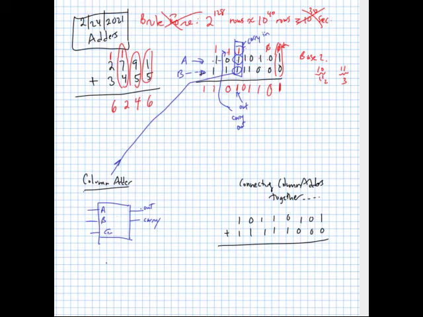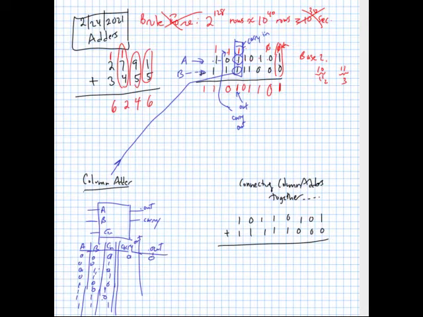We can build this column adder by making a truth table. So 0 plus 0 plus 0 would give us 0, 0. 0 plus 0 plus 1 would give us a 1. Same with a 0 plus a 1 plus a 0. A 1 plus a 1 gives us a 2.